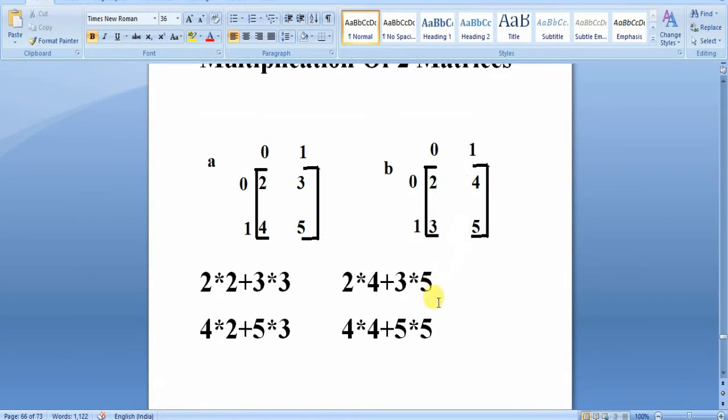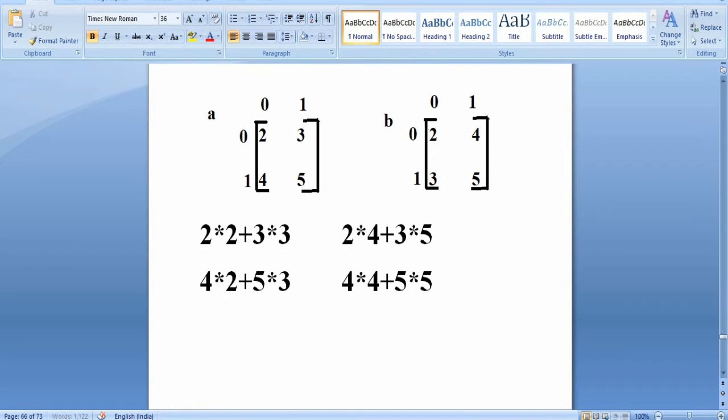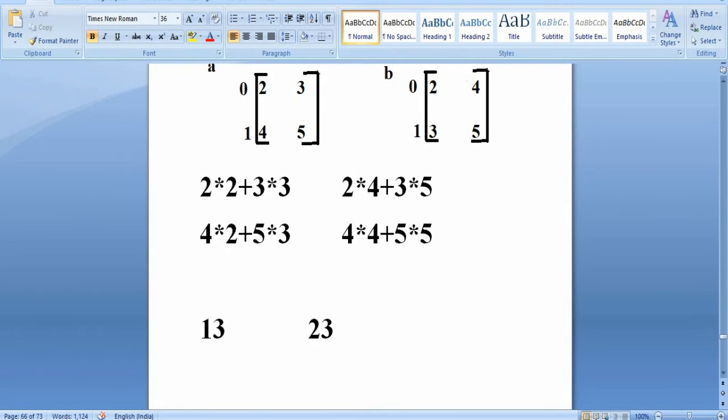Let's observe what elements we are getting now. 2 into 2 is 4, 4 plus 9 is 13. Here 2 into 4 is 8, 8 plus 15 is 23. Then 4 into 2 is 8, 8 plus 15 is again 23. Again here 4 into 4 is 16, and 16 plus 25 is 41.